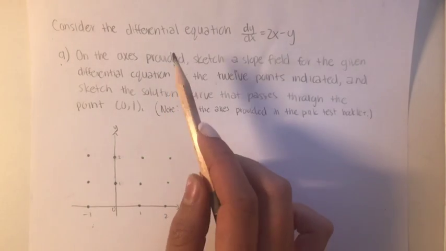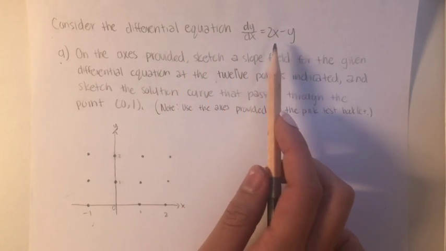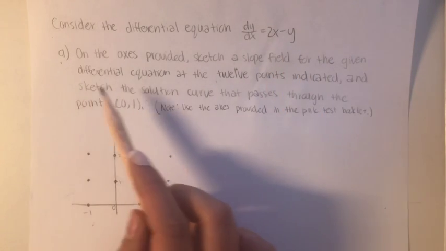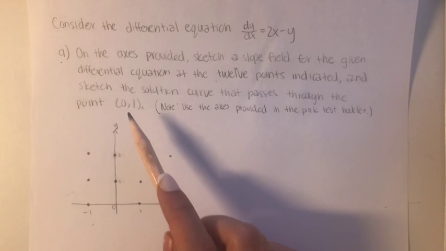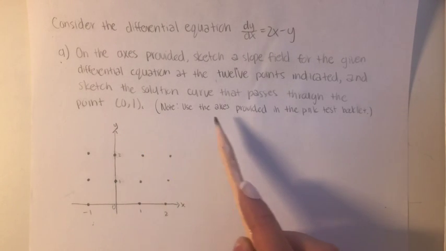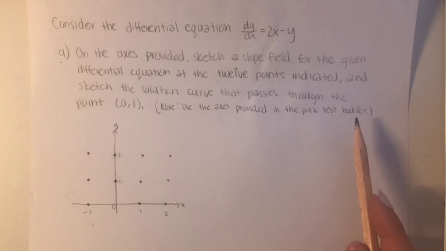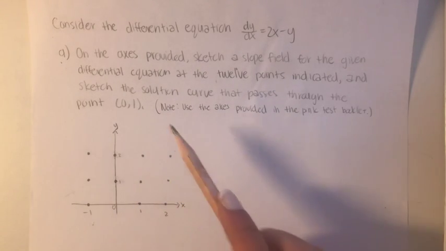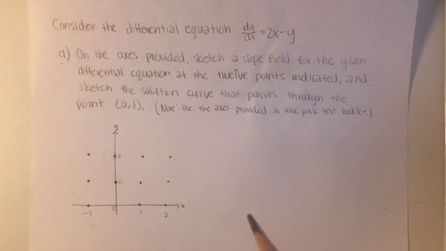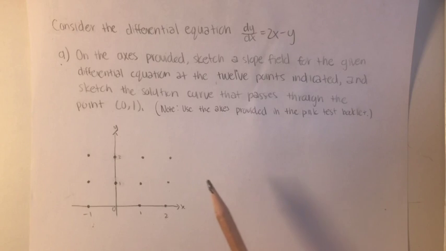Number 4 asks us to consider the differential equation dy/dx = 2x minus y. 4a asks us to sketch a slope field and a solution curve that passes through the point (0, 1). Note, use the axes provided in the pink test booklet. First off, don't write your answer inside the booklet that has the questions. Write it in the answer sheet so you actually get the point.